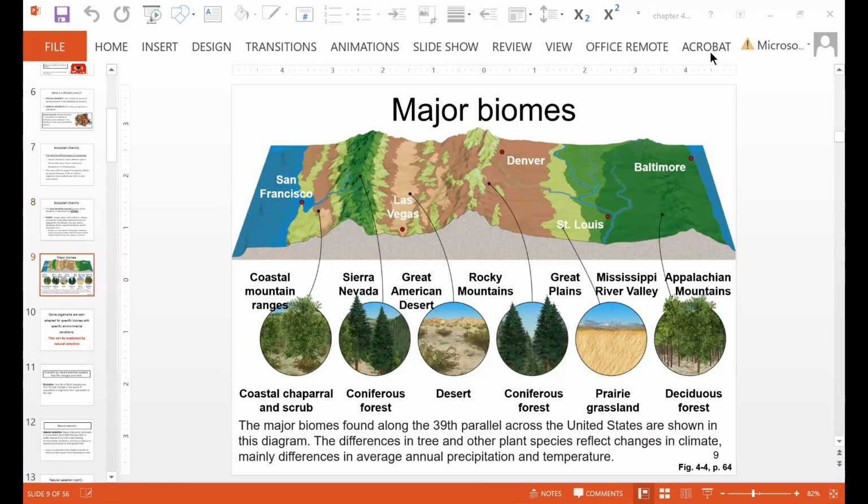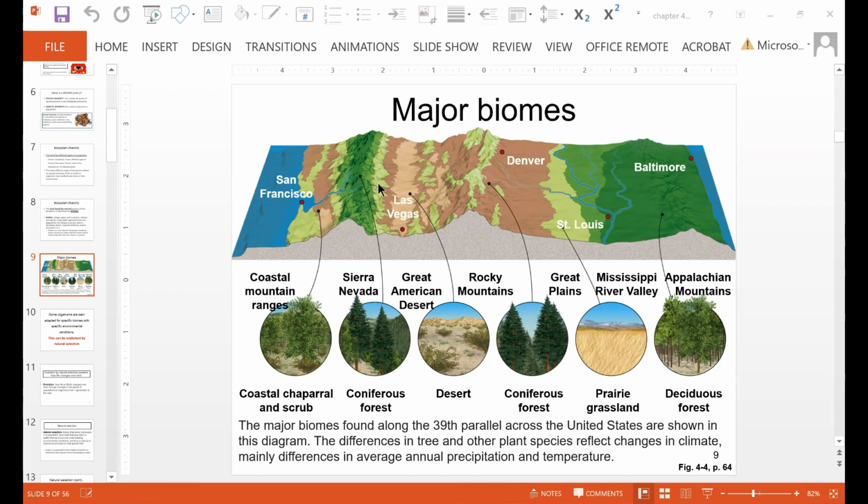This diagram shows major biomes that are found along the 39th line of latitude across the United States. So if we look all the way to the left, going from the Pacific Ocean towards the east, we start with the coastal mountain ranges, coastal chaparral and scrub. And then we go up the Sierra Nevada mountains and we have coniferous forests. Coniferous means they have pine trees with pine cones.